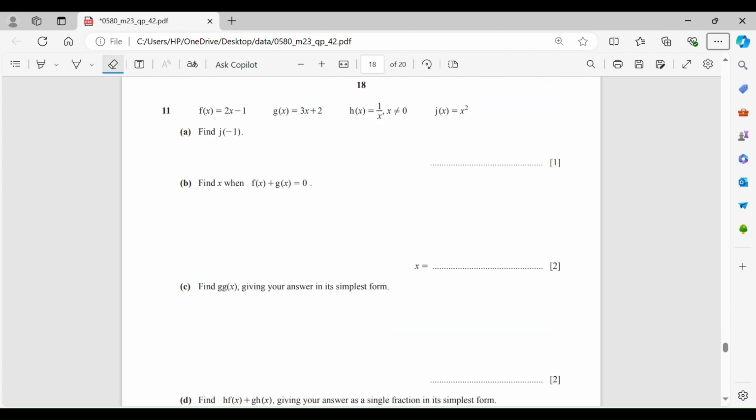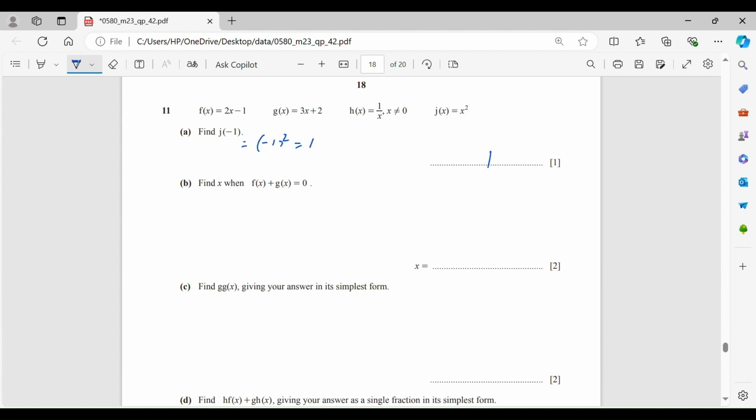Next question number 11. f of x is this, g of x is this, h of x is this, j of x is this. So first is j of minus 1. It's an easy part, which will be equal to minus 1 square, which is 1. So our answer is 1.